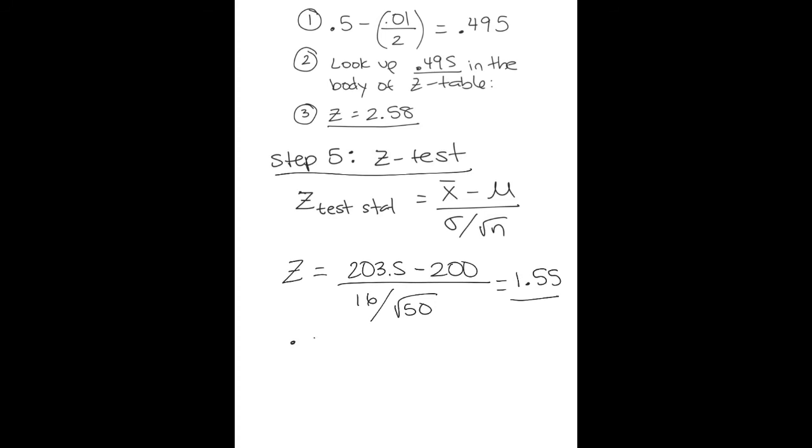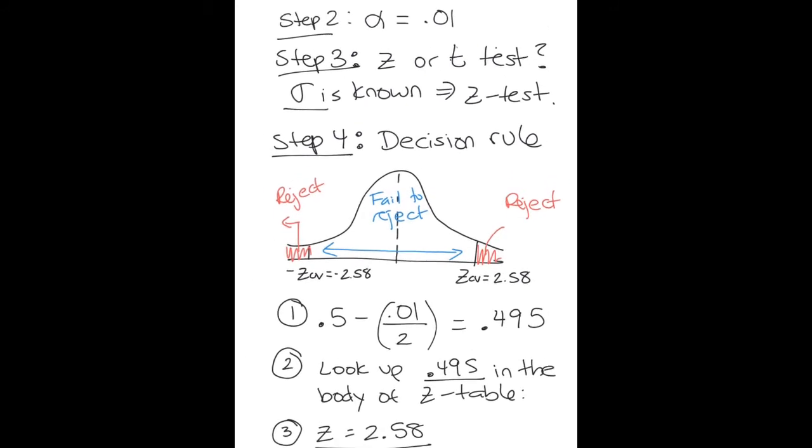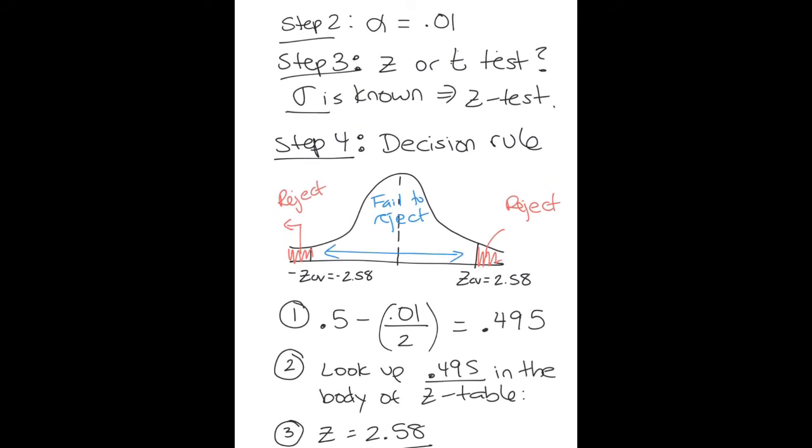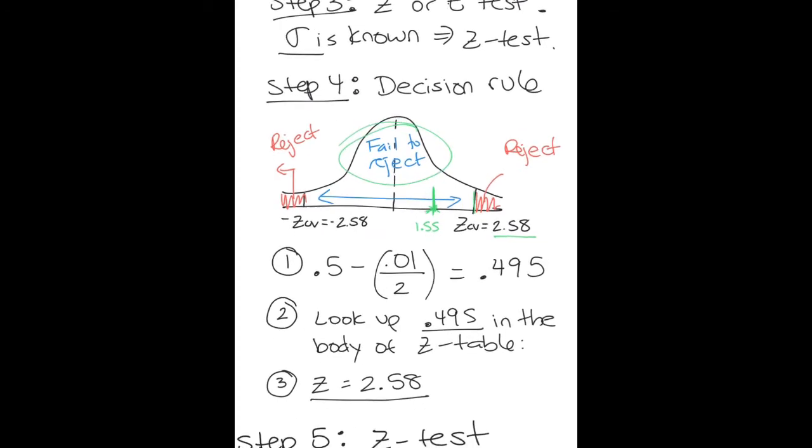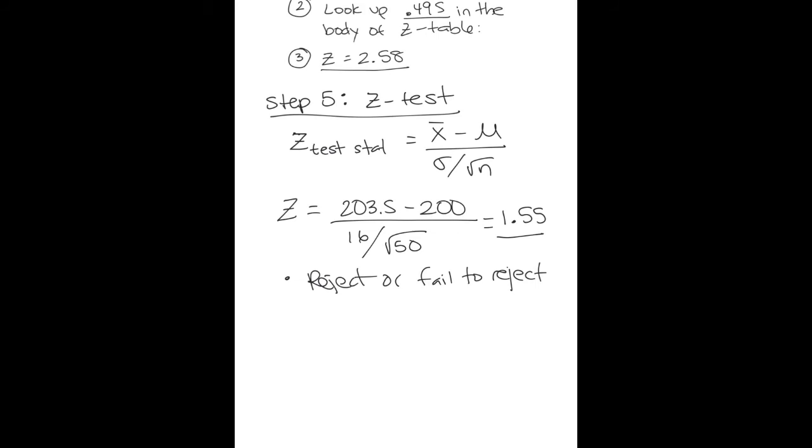Now what? Well, now we go back to our rejection regions, our critical values, and we see where this lands. Is it in the reject or fail to reject region? Okay, so let's go back to our step 4 here, and let's label our 1.55. So this is 2.58 here, right? So this must be 1.55. You can tell that 1.55 is very clearly in the fail to reject region. And so in this case, we fail to reject the null hypothesis.